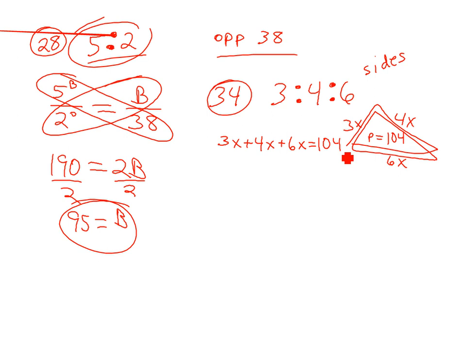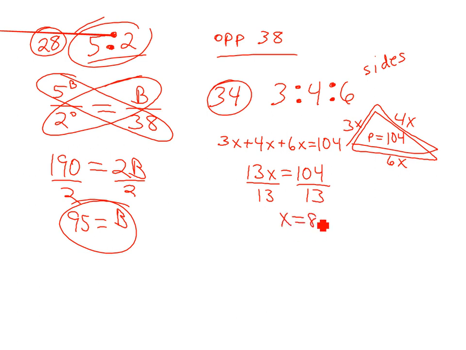Chloe's looking at it and saying, well, that's ridiculous. I don't want to write all that, because we know she likes to complain, right? So could she have collected like terms before she did all that? 13x equals 104. Then what do you do? Good. 8. Is that our answer?